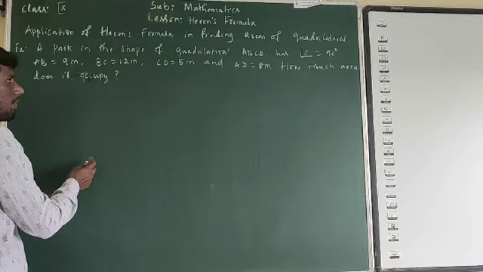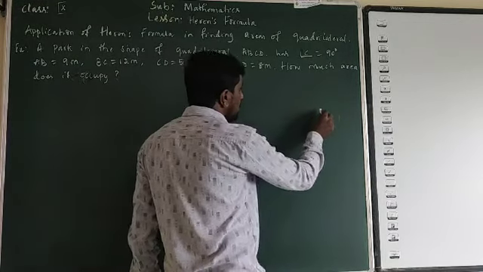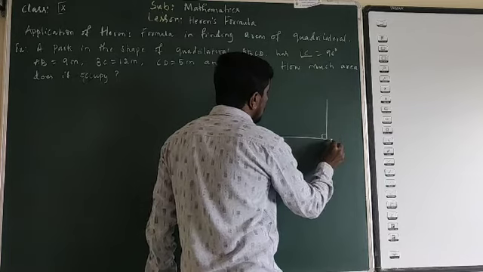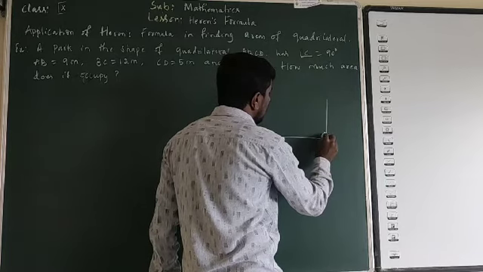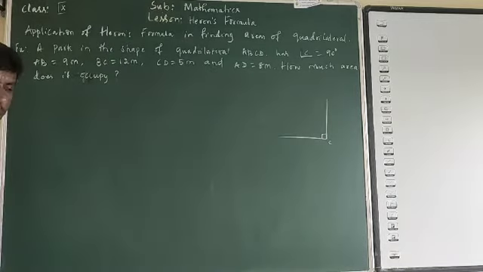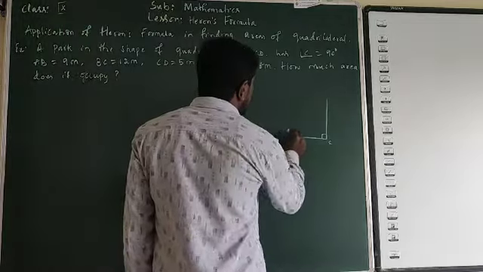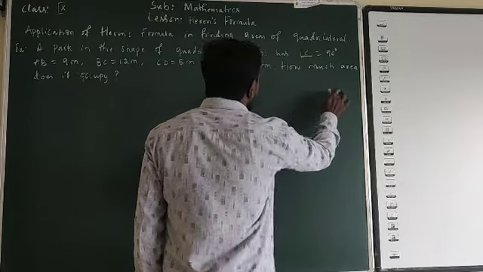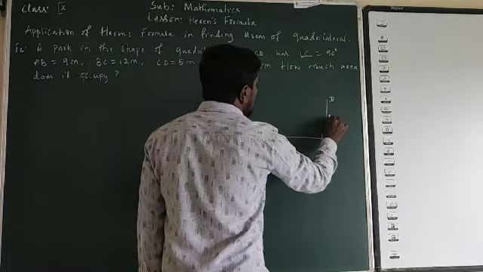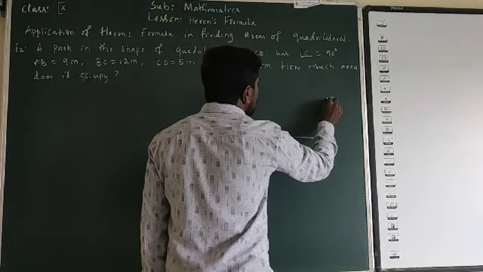So angle C is 90 degrees. That means this is C. This is 90 degrees, right? So angle C is 90 degrees. Then C to D, either we can take this as D or this as D. C to D is how much? 5 meters. This is 5 meters. This is C to D.